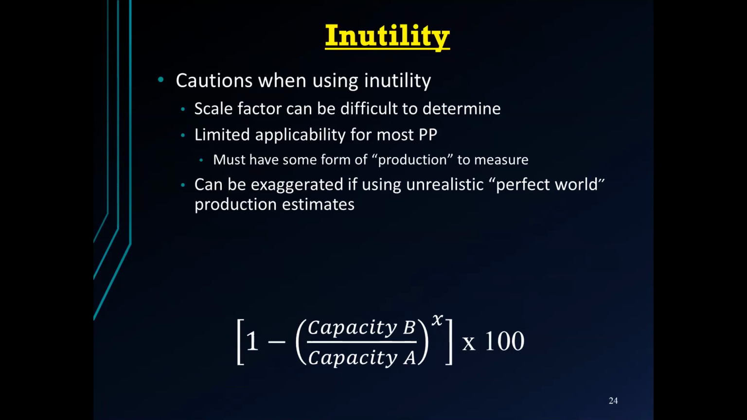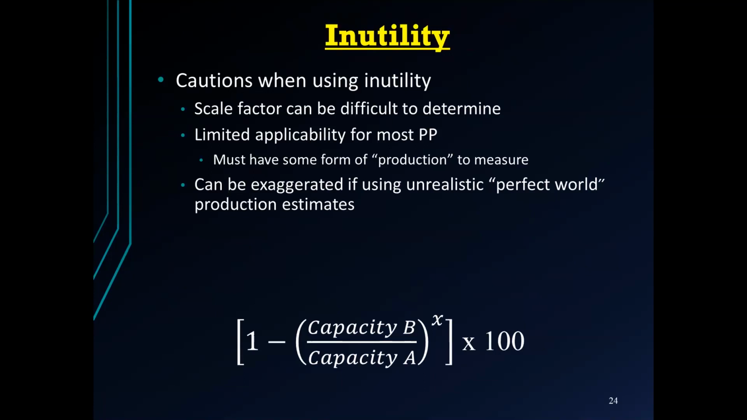The other thing you have to be careful of if you are using this is that it's very easy to exaggerate the amount of obsolescence. Because if your capacity A, which is what you should be producing, is inflated, that can cause problems. So let's say you have a machine that's rated to produce 10,000 whatever things per day. That's nice, but what about downtime? What about repairs? Things like that, that are going to actually decrease what you should produce.